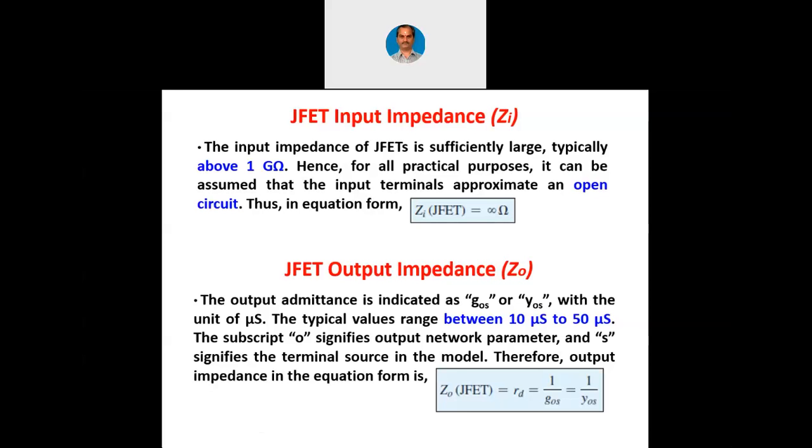I wanted you to think about this particular concept such that you will recall whatever I had told in the previous module about the output impedance. In fact, I had already discussed this fact when we discussed the BJT circuits. So, naturally Z0 of JFET is indicated as RD, drain resistance. There we had RE, emitter resistance, or R0, output resistance. Here also we can call it output resistance R0, or we can also call it RD, drain resistance. That is 1 over GOS, which is also equal to 1 over YOS.